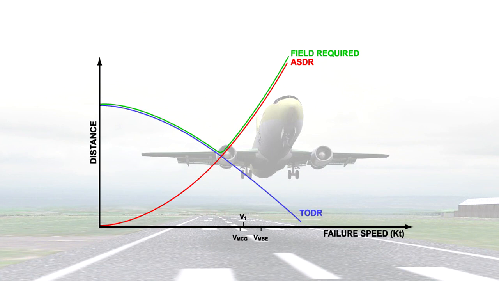So long as the runway is as long as the total field required, then moving V1 to this point is not a problem. Hopefully, by understanding this graph, you are able to see the consequences to the required distances should V1 need to be moved from its ideal or balanced position due to either pressure from Vmcg or Vmbe.